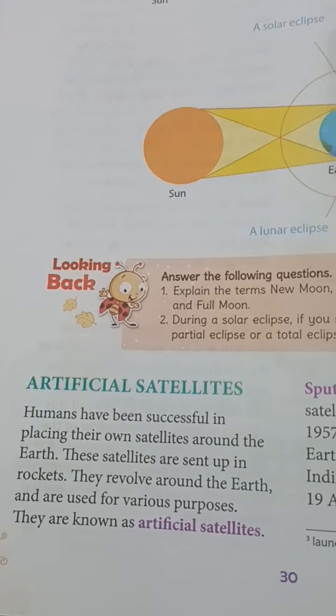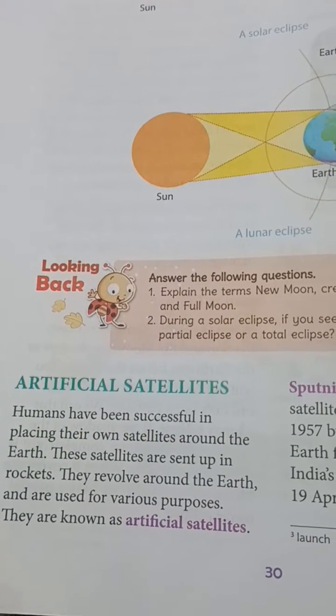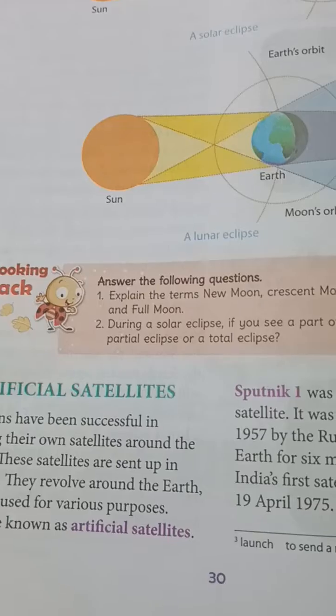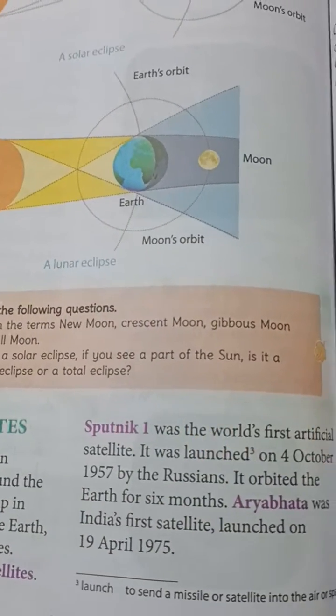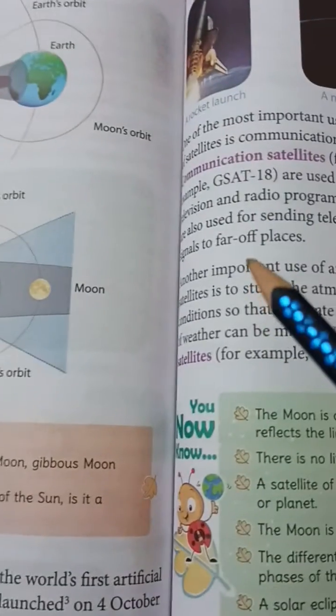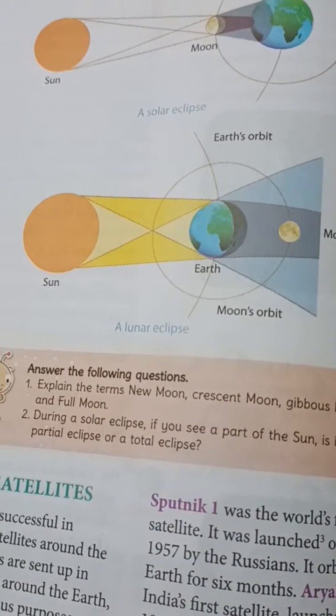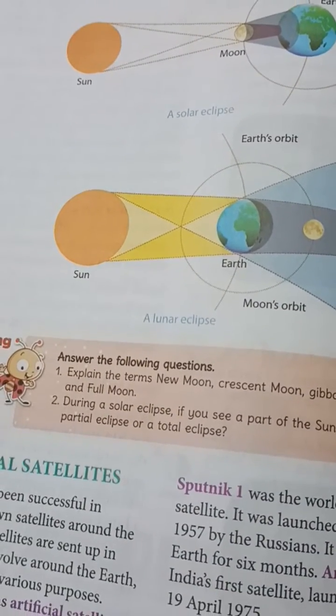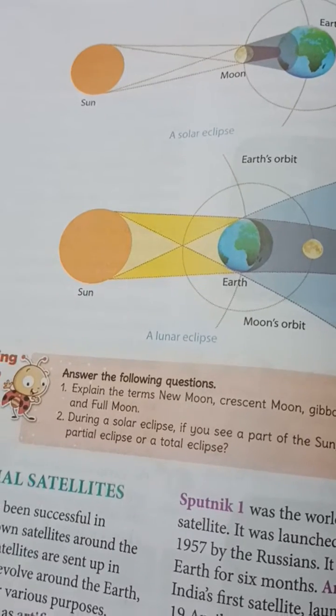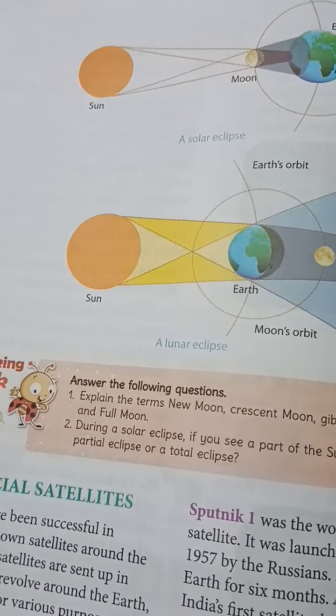Artificial satellites. Like the moon is also a satellite of our earth, but there are many artificial satellites like Sputnik 1, Aryabhatta, and so on. What are these satellites used for? They're used for communications, and to locate the weather conditions, right? And navigational satellites are also there, and communication satellites.